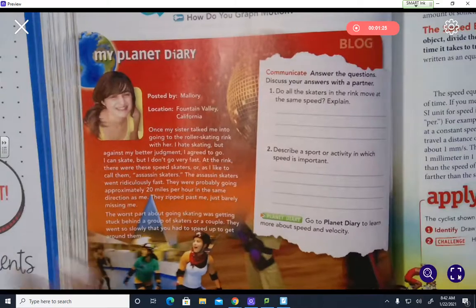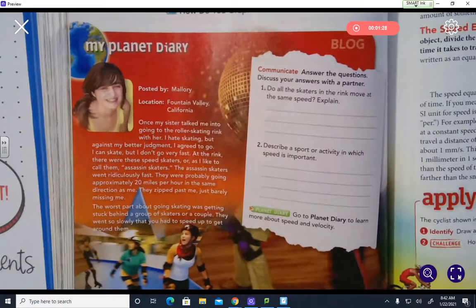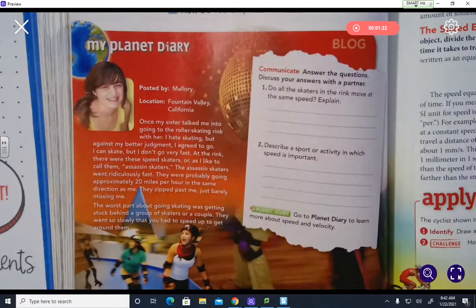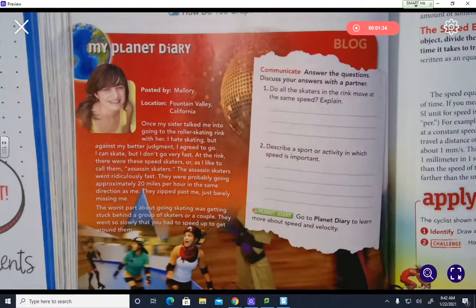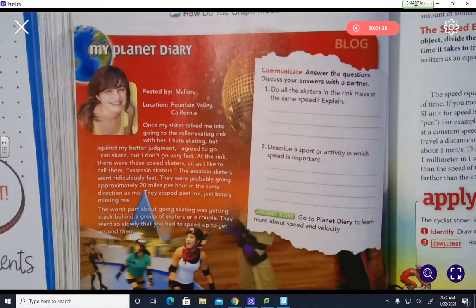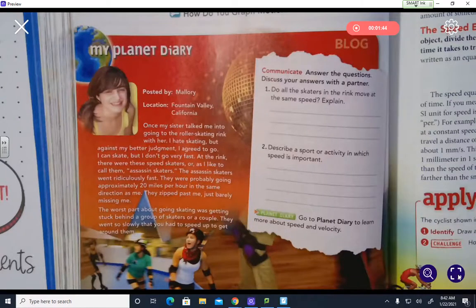All right, so the first question asks, do all the skaters in the rink move at the same speed? Explain. And then number 2 asks, describe a sport or activity in which speed is important. So go ahead right now, answer those questions, and then move on.